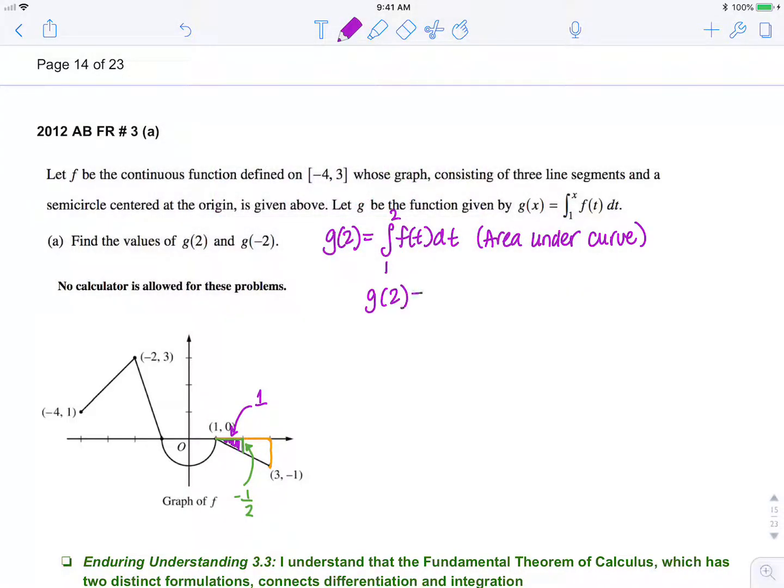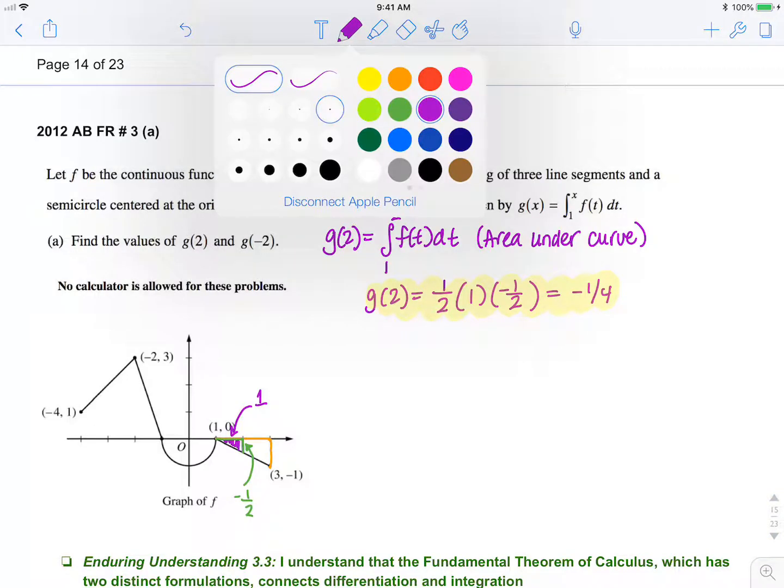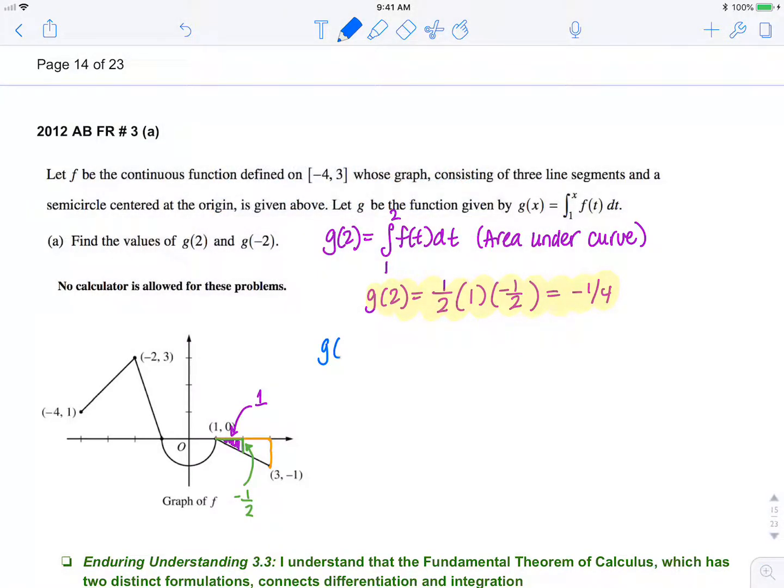So g of 2 equals area of a triangle, 1/2 times base times height, which is negative 1/4. So now we're going to do the same thing, but we want g of negative 2, which is the integral from 1 to negative 2 of f of t dt.